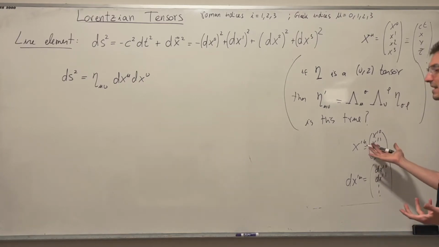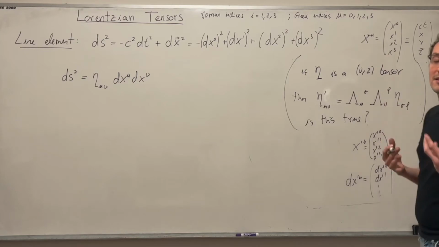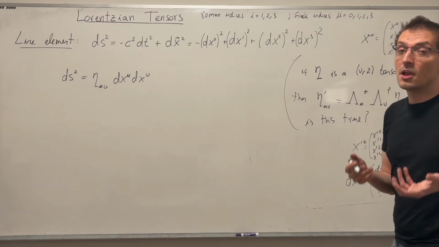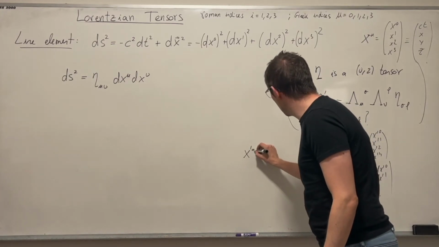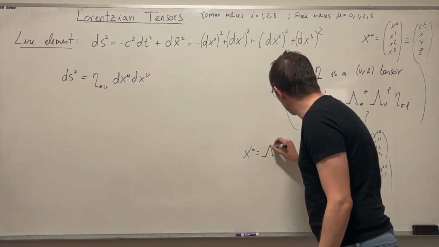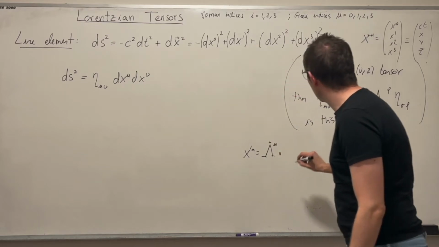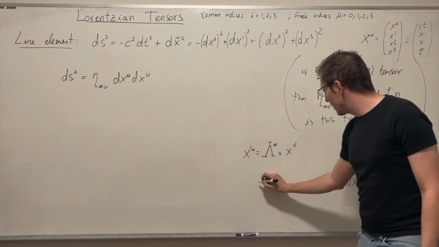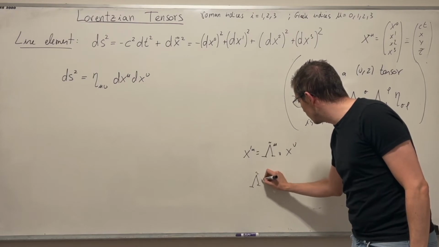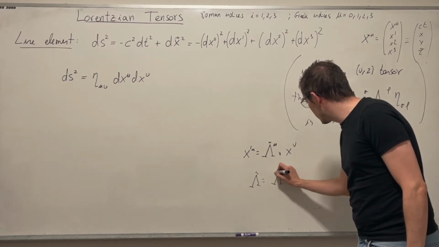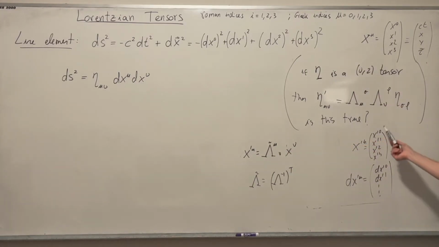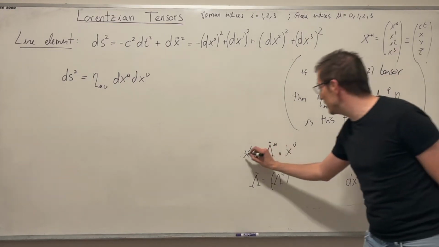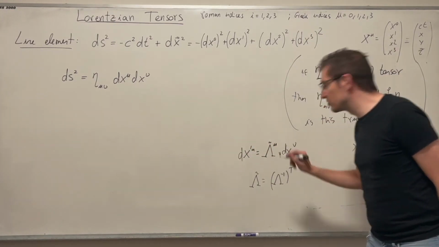And now, because I know that x prime and x are vectors, they transform under changes of basis with lambda tilde. Remember, x prime mu would be equal to lambda tilde mu nu x nu, where lambda tilde, as a matrix, if you remember, is lambda inverse transpose. This is true for the position vectors with the coordinates. This is also true for the vectors containing the differentials, right? So I write a d here, and this is still true.